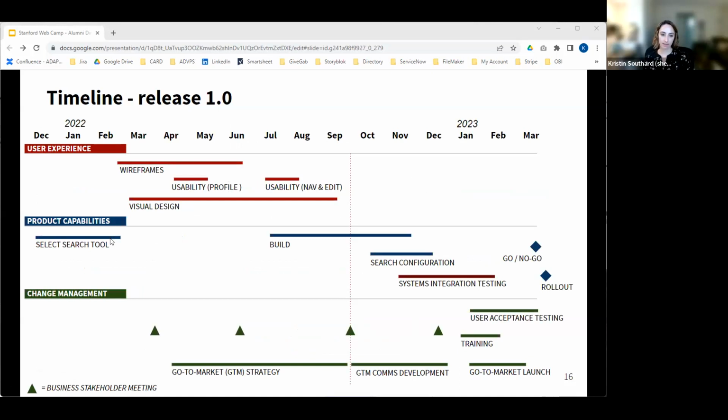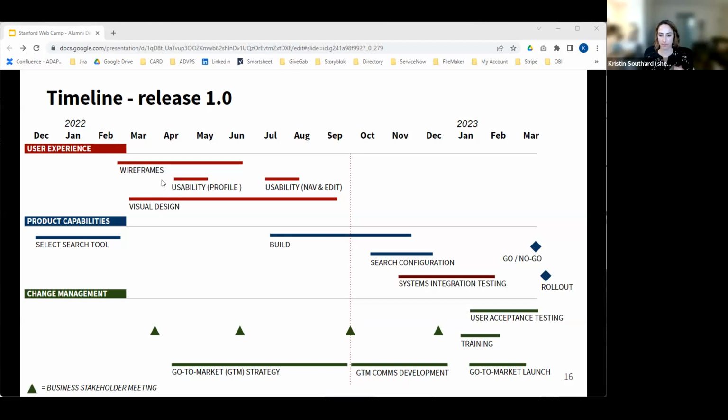So again, how did we get there? We put together a timeline. So this is what we're really working from. I will say there were many, many meetings and hours done before 2022. However, this is just one of our latest slides of how we got to actually launch at the end of March this year.